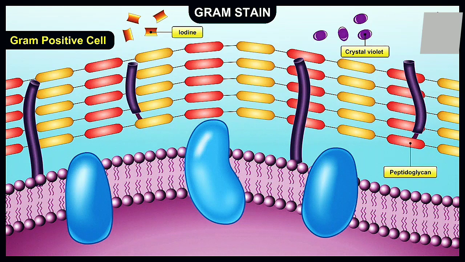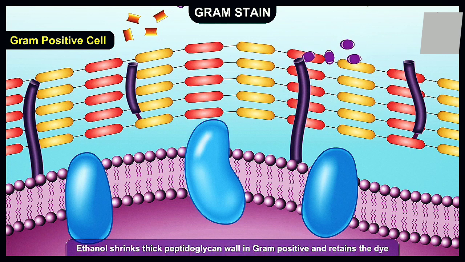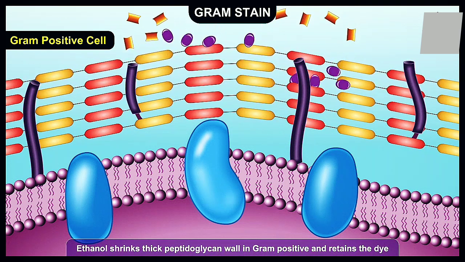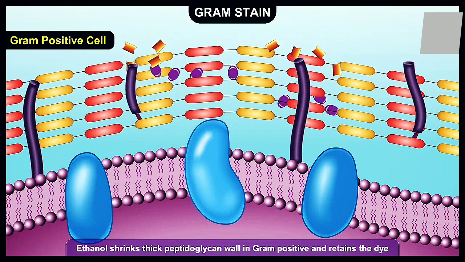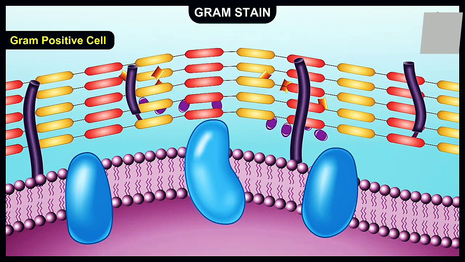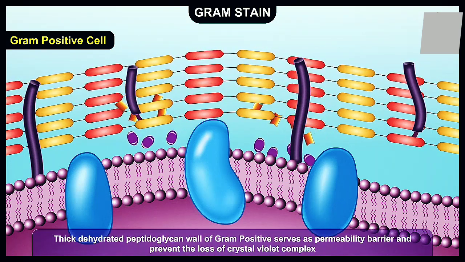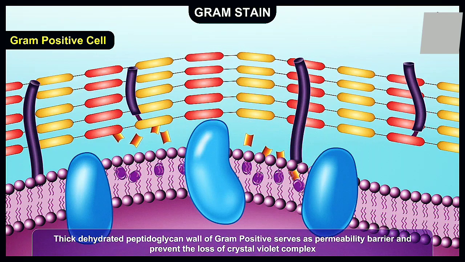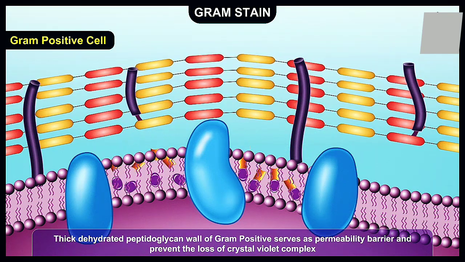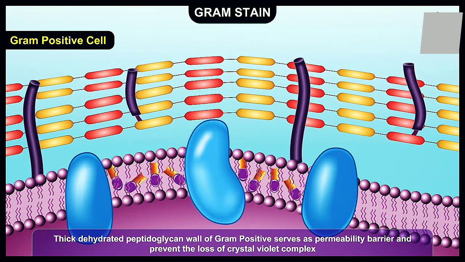Generally, the gram stain correlates with the cell wall structure among the bacteria. The ethanol is thought to shrink the thick peptidoglycan in gram-positive cells, thus retaining the dye. The thick, dehydrated peptidoglycan layer of gram-positive bacteria appears to be a permeability barrier, preventing the loss of the crystal violet iodine complex.